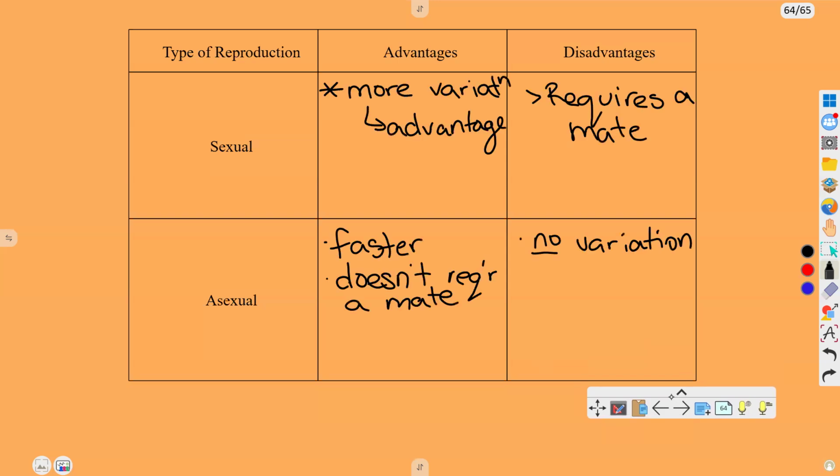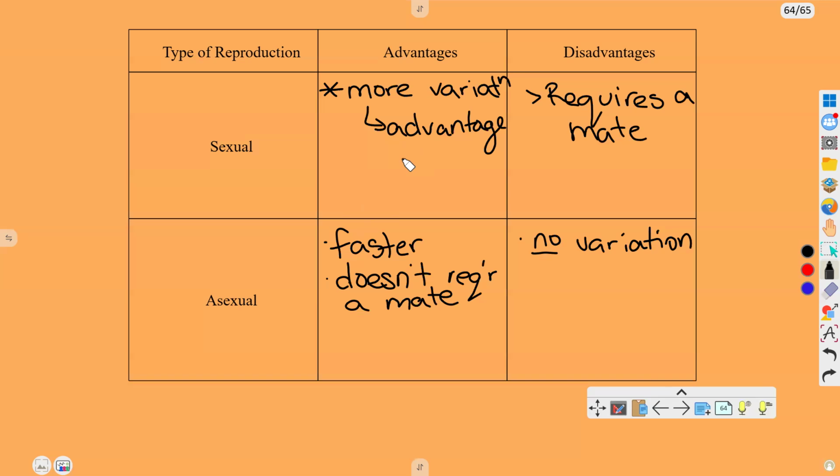But here's what we're looking at for advantages. One of the main advantages is we have variation. Having more variation is definitely an advantage because, like what we saw with pepper moths, if there was a change in the environment, that could lead to a different trait having an advantage.